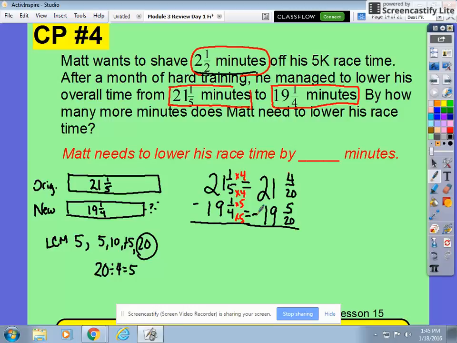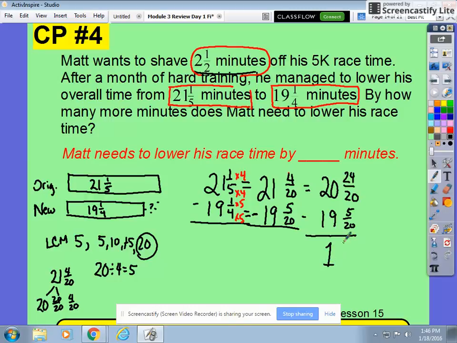So I do not have enough 20ths. I need to regroup. And again, I can decompose that 21 4/20ths to 20 and 20/20ths and 4/20ths. So I know that I have 20 and 24/20ths minus 19 and 5/20ths. And I get 1 and 19/20ths. That's how much he shaved his time by.